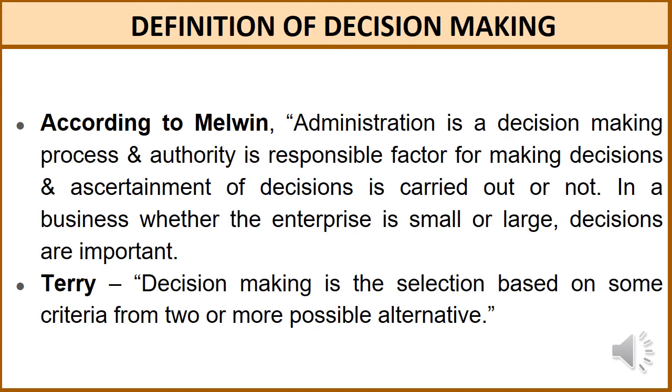According to Melvin, he gave a definition of decision making: administration is a decision making process, and authority is a responsible factor for making decisions and ascertainment of decisions is carried out or not. In a business, whether the enterprise is small or large, decisions are important. So according to Melvin, the administration is a decision-making process. Authority is a responsible factor for making decisions and ascertainment of decisions.